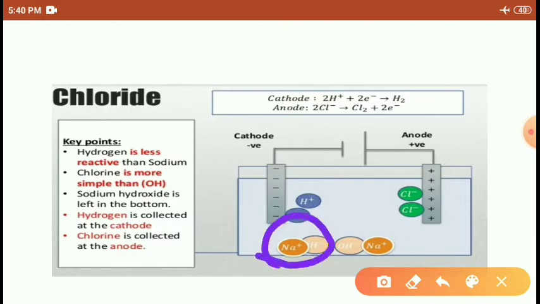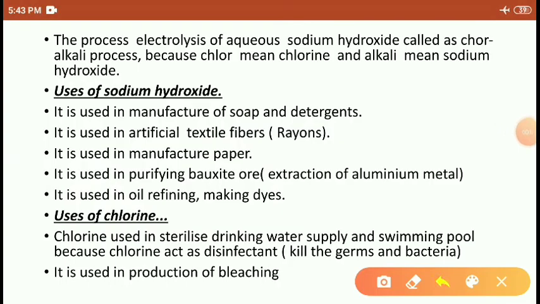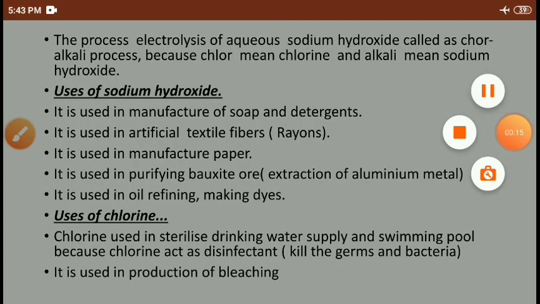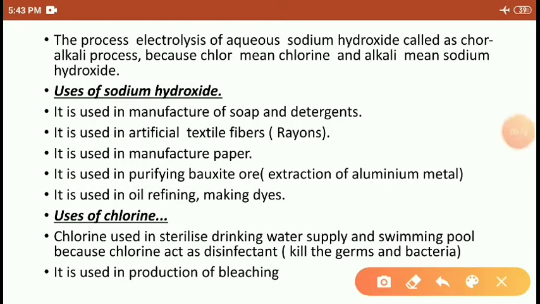This is NaOH. So the process of electrolysis of aqueous sodium chloride is called the chlor-alkali process. This is the most important point, students. Sometimes they ask what is the chlor-alkali process. The chlor-alkali process means the electrolysis of aqueous sodium chloride to liberate chlorine gas and form the alkali. That is called chlor-alkali.